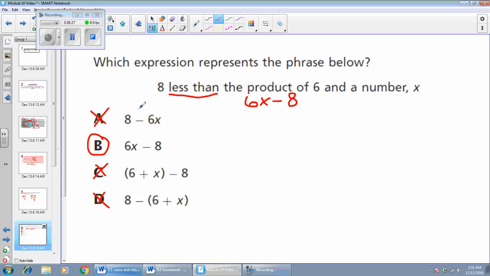Remember, you can actually read these. You can say that this is 8 minus 6 times x, or 6 times a number less than 8. That's not what we want. You can go through each one and read it, and you know it's not going to match. So the only one that matches is B.